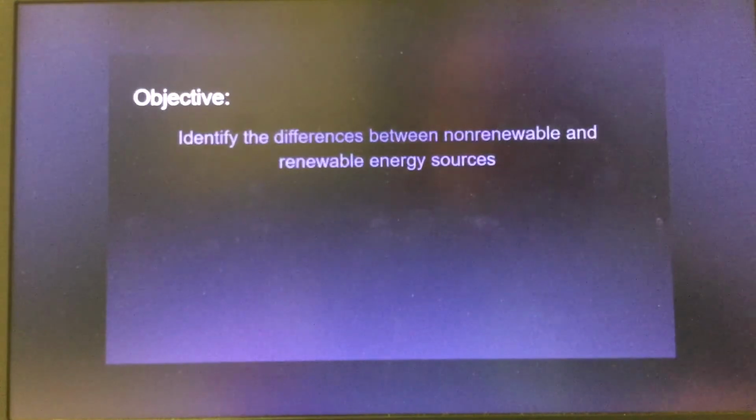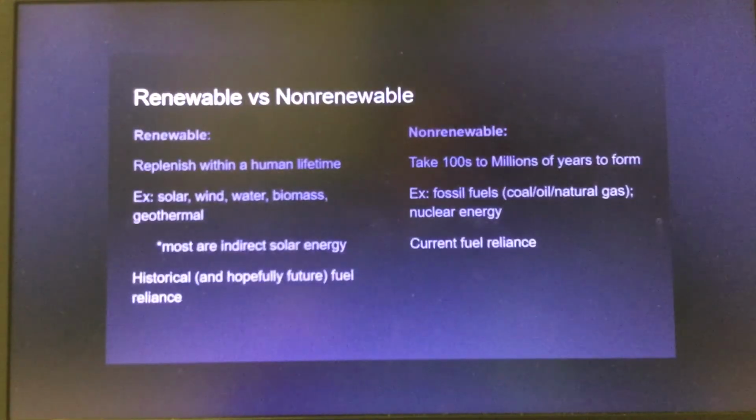Okay, so in order to be able to do this, we first have to understand the differences between renewable and non-renewable energy. Renewable energy is energy that can be replenished within a human lifetime. So between 80 and 100 years, a used source can recycle itself. Examples of that would be things like solar energy, wind, water, biomass, and geothermal.